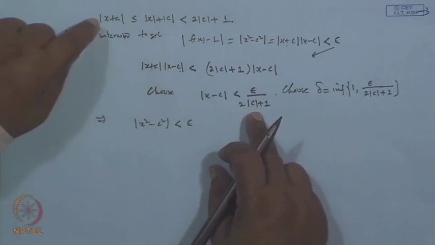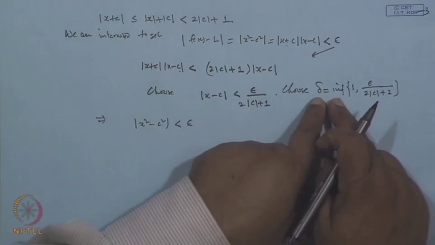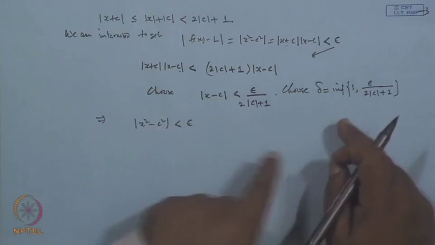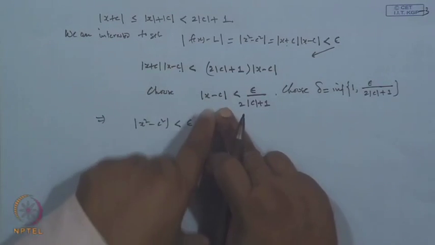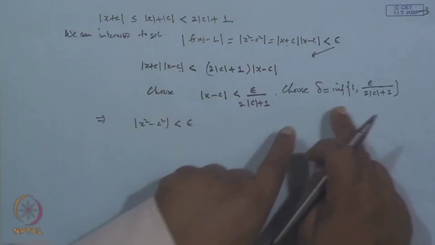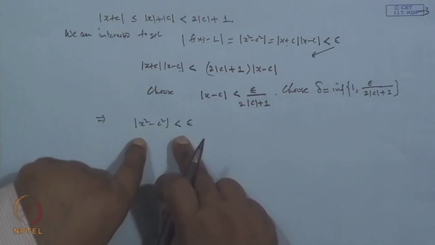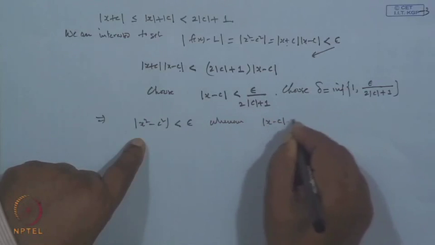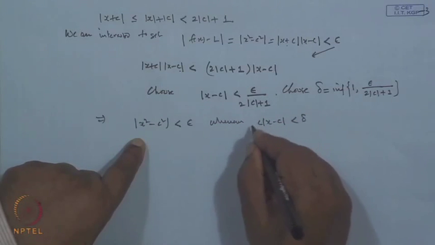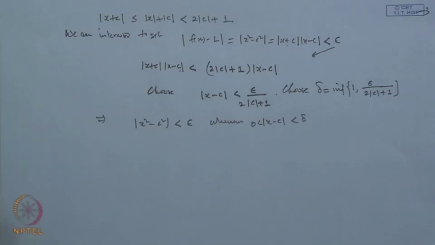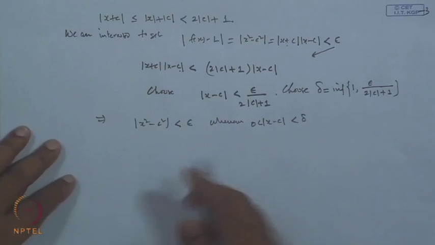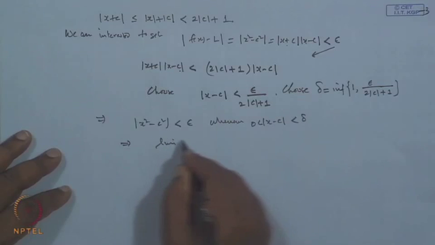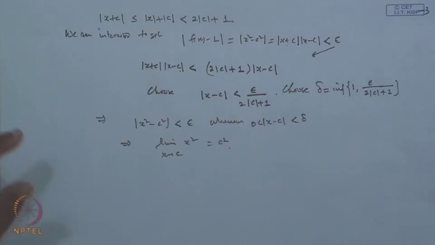That is, for a given epsilon, we can identify this delta such that if any x satisfies mod x minus c less than delta, then this will continue to hold whenever mod x minus c is less than delta and, of course, greater than 0. So, what does this show? This shows the limit of the function x squared when x tends to c is c squared. That is the answer for it.